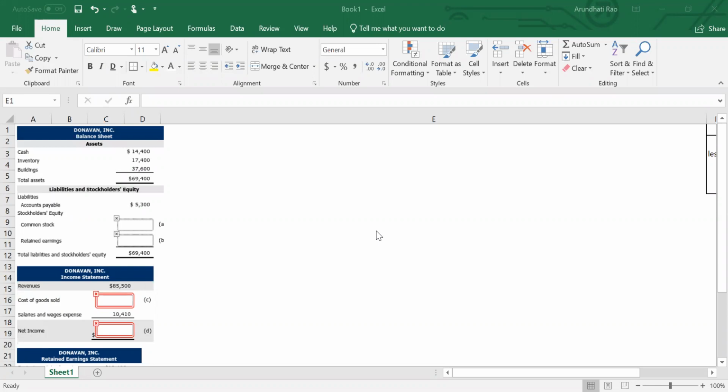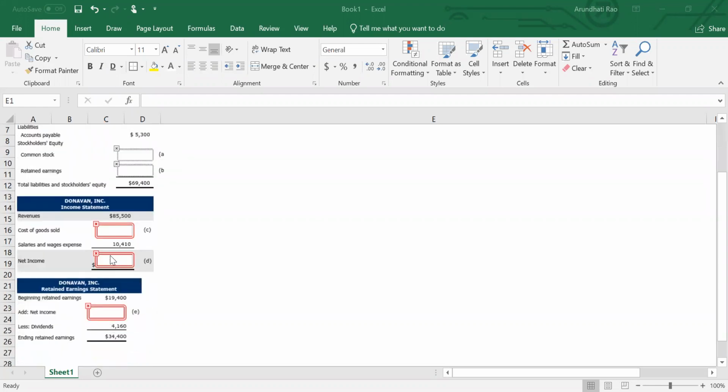Let's take a look at this practice exercise and see how we are going to find the missing numbers. Let's quickly review the information presented in this exercise. We've been given a balance sheet with assets, liabilities, and stockholders' equity. Two pieces of missing information are common stock and retained earnings.